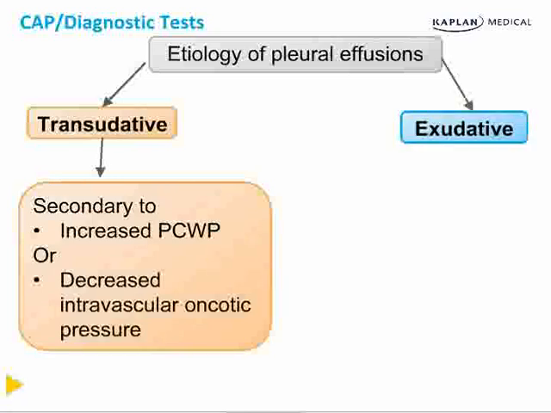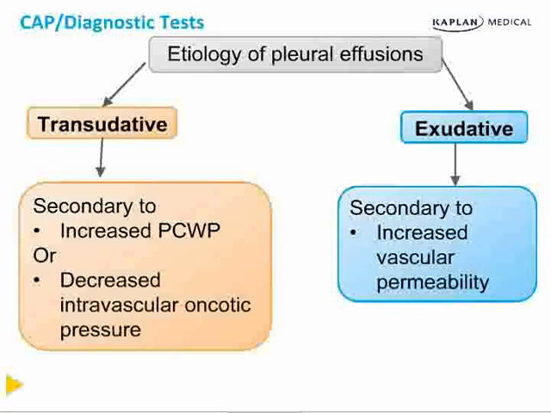In the situation of an exudative effusion, there's actually damage to the vessel walls and there's increased vascular permeability in those pulmonary capillaries. They simply become very leaky and start to leak their contents into the pleural space.